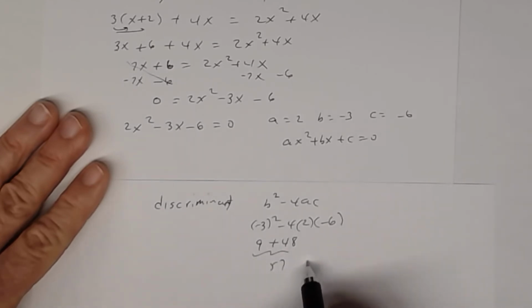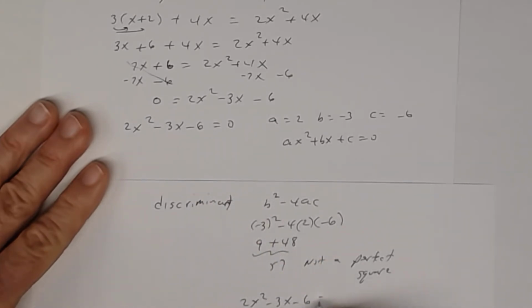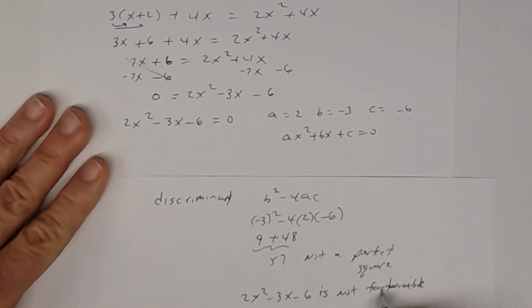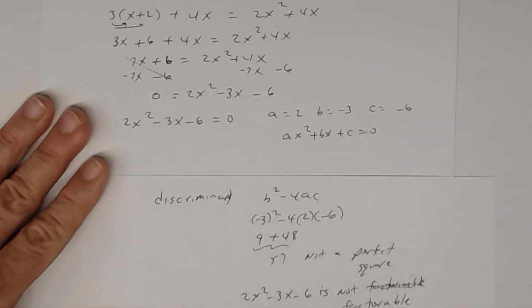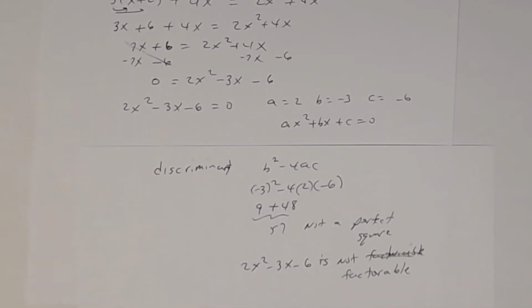Now notice 57 is not a perfect square. So since 57 is not a perfect square, 2x squared minus 3x minus 6 is not factorable. Not factorable. Can we write this better? F-A-C-T-O-R-A-B-L-E. So it's not factorable. So I have to use the quadratic formula.